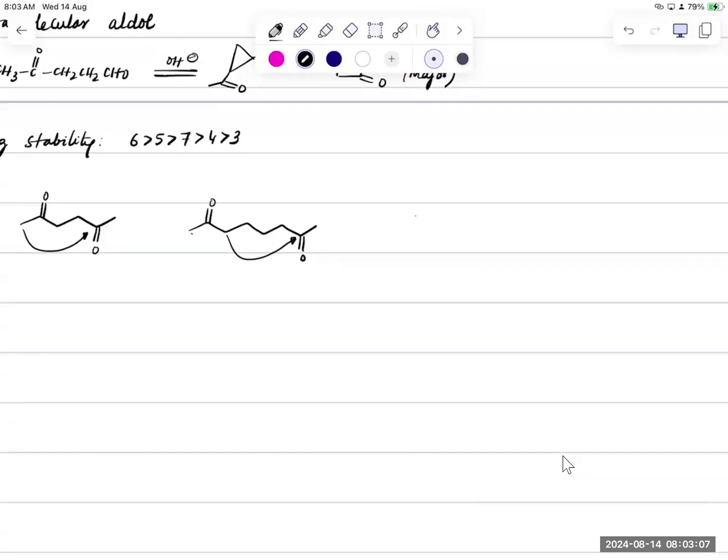Similarly, if you have benzene having an aldehyde here and then double bond O, CH3 is there. So again from here to here the ring closure will happen.